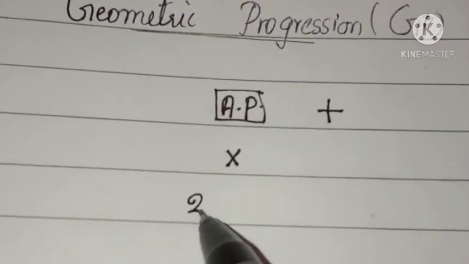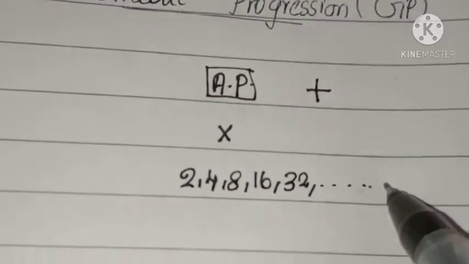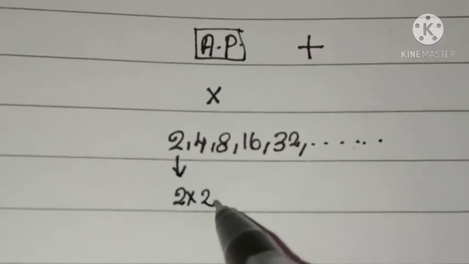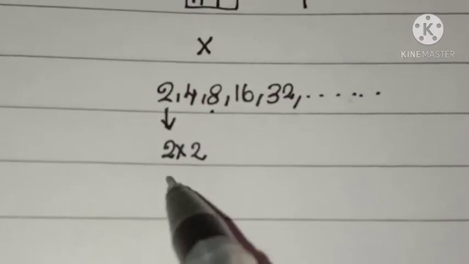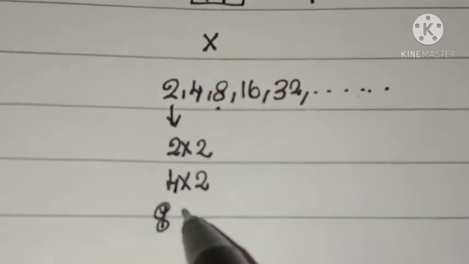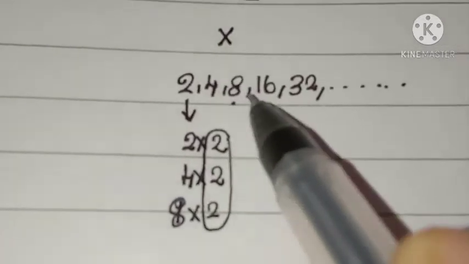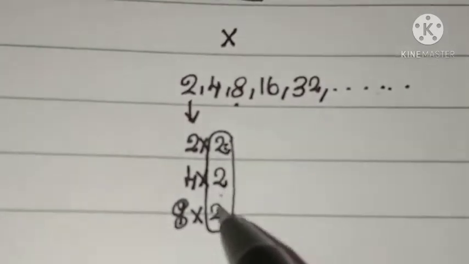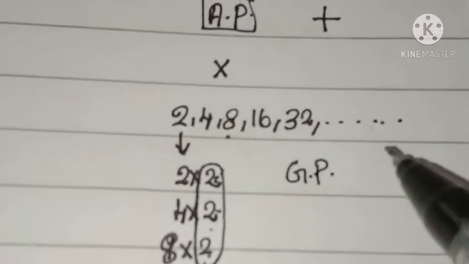For example, 2, 4, 8, 16, 32, etc. In this progression, the first term is 2 and the second term is obtained by 2 multiplied by 2. Now the third term is obtained by the second term into 2. The fourth term is obtained by the third term into 2. So listen, in this case, to get the successive terms, we are multiplying with a common number or a constant number 2. This type of progression is known as geometric progression.